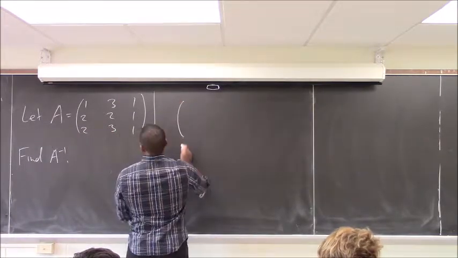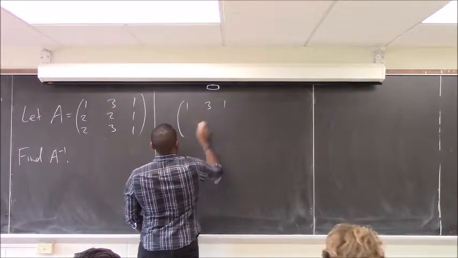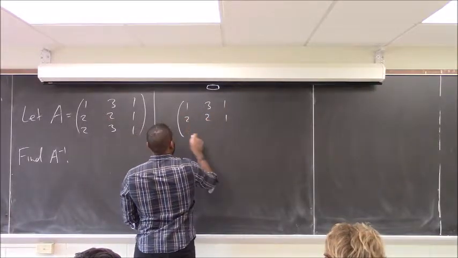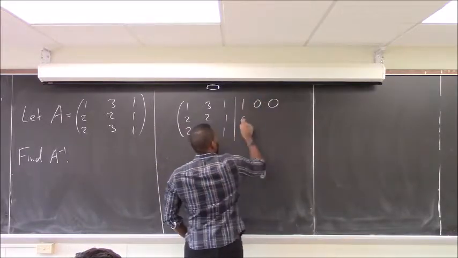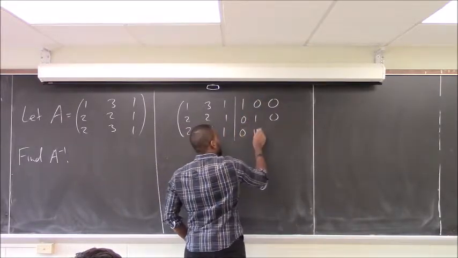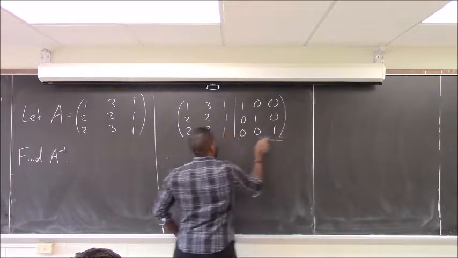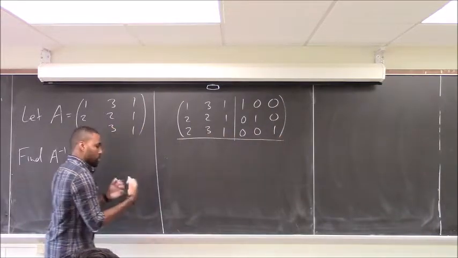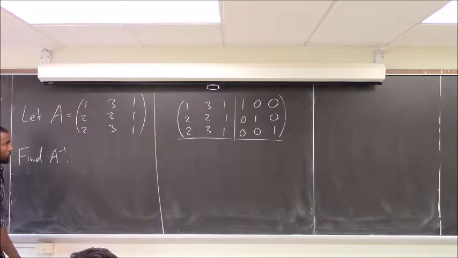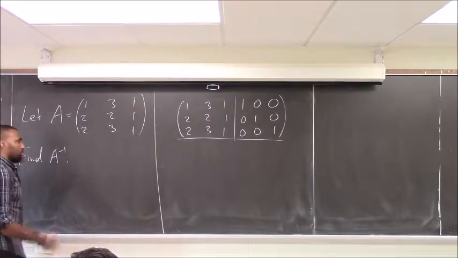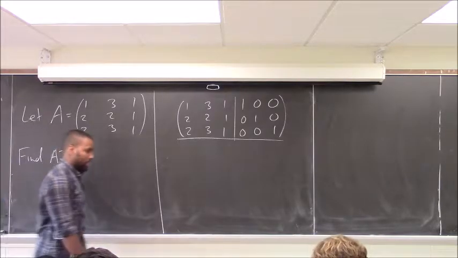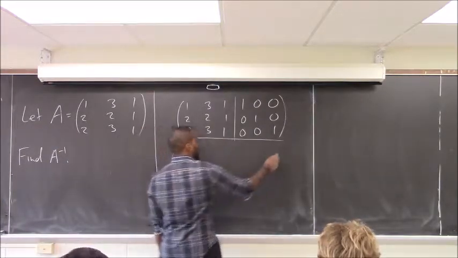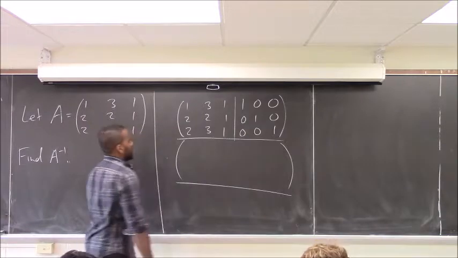I'll show you how that's going to work. You are going to take the matrix 1, 3, 1, 2, 2, 1, 2, 3, 1. You're going to put it beside the 3 by 3 identity matrix. And now you're going to find the reduced echelon form, which I know we did a lot of examples of last week. You guys are getting it, but it's been a long weekend.